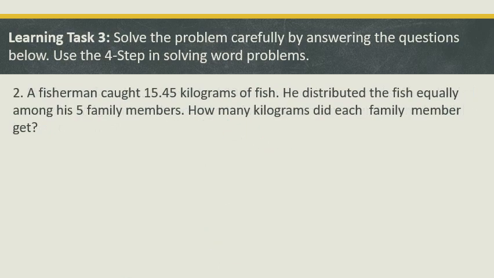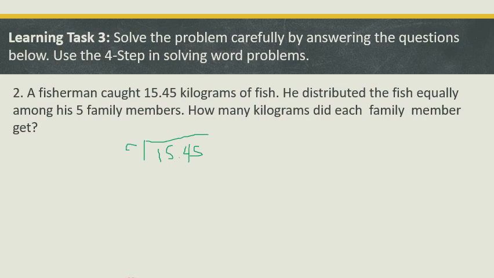Next, number 2, a fisherman caught 15 and 45 hundredths kilograms of fish. He distributed the fish equally among his 5 family members. How many kilograms did each family member get? So we will divide 15 and 45 hundredths by 5 family members.